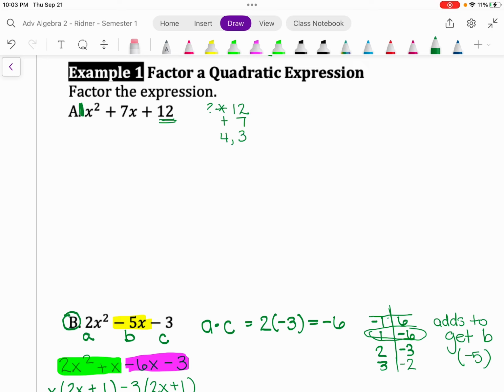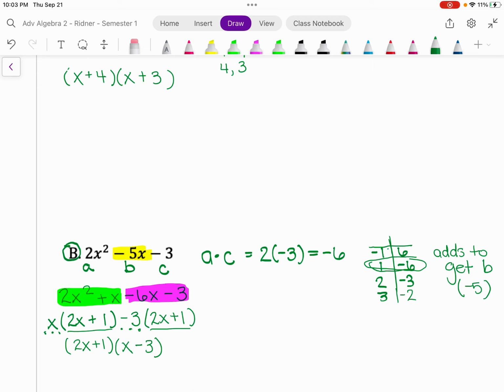And since the leading coefficient is 1, it means each term must just be x. To get x times x is 1x squared, followed by whatever those two numbers were. So again, you can only do that when the leading coefficient is 1. Otherwise, you have to stick to a longer method. If you remember another method that a previous teacher has taught you, by all means, please use it.